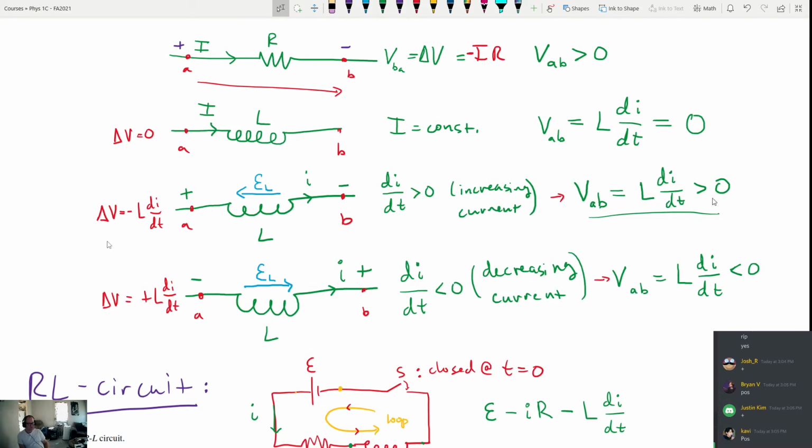This is so confusing. Why don't they just write delta V equal to negative L di dt? This makes sense. Di dt is positive, so this thing's negative. And what do I mean by negative delta V? I mean, you're kind of going downhill. And if you're going downhill, that means that potential of A is bigger than potential of B, right? This means that VA is greater than VB. And the way that it's written is VB minus VA equal to delta V.